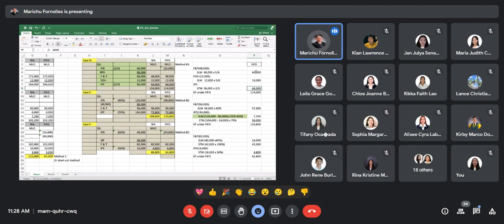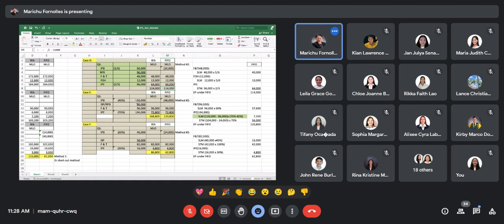So bring down the total of these three figures. That will bring you to your EP under first in, first out of 114,000, which is the same as our EP under first in, first out using method 1.